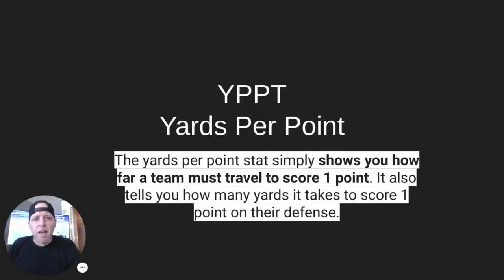The yards per point stat shows you on average how far a team must travel to score 1 point, but it will also tell you how many yards it takes to score 1 point on a team's defense. The yards per point stat is very easy to calculate, but don't worry, we don't have to do any math to calculate it. But just so you are aware, all you do is take a team's offensive yards gained and divide it by points scored, and on defense, take yards given up and divide it by points given up. Or do the smart thing and do what I do. Just find a site that does the math for you.